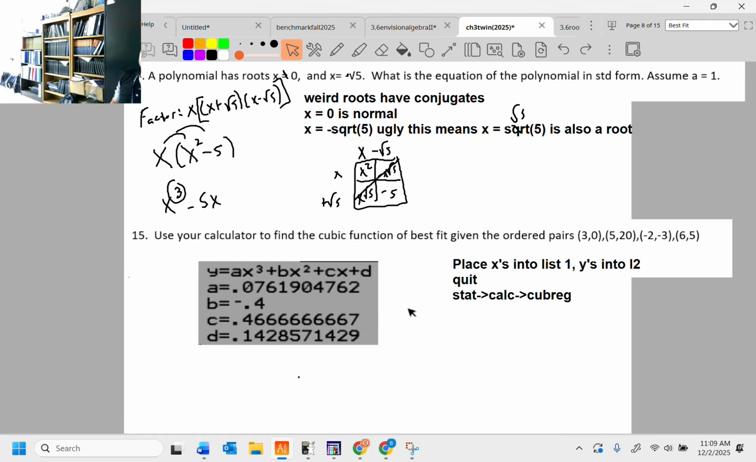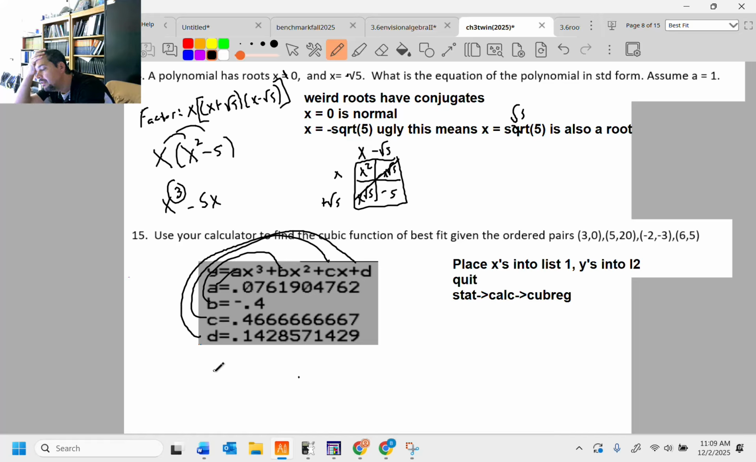And I will round to the 4th decimal place. And hopefully you can line things up. I'm not convinced that kids can line things up. A with A, B with B, C with C, D with D, like it's easy peasy. So our polynomial is 0.0762 x cubed, let's see, minus 4/10 of x squared plus 0.4667 x, and then plus d, 0.1429.